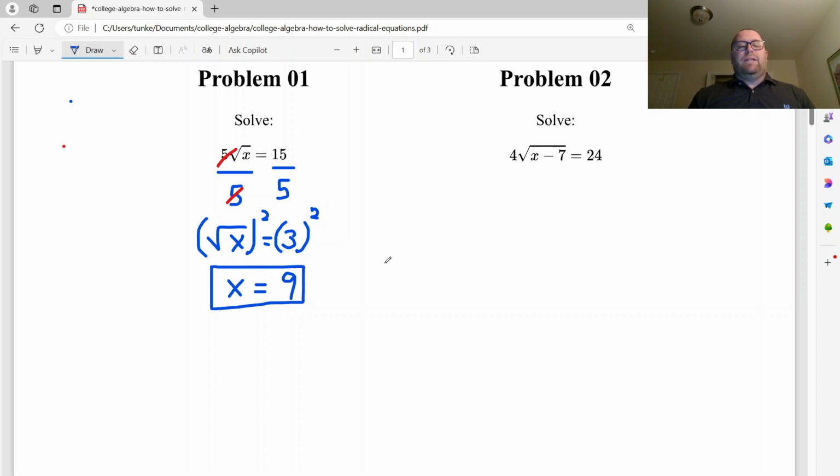Now, if you did want to go ahead and check this, you'd do 5 times the square root of 9. Square root of 9 is 3. So 5 times 3, does that equal 15? Yes. Okay. Let's take a look at this next one. A little bit more complex.